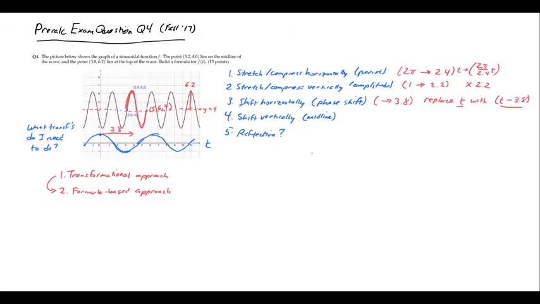All right, what about vertical shift? Well, my midline needs to go from 0, that's the midline for this function, y equals 0, to y equals 4. So I need to go up by 4 units. So that means I need to add 4 to the function value.